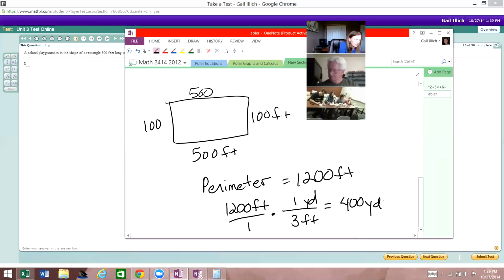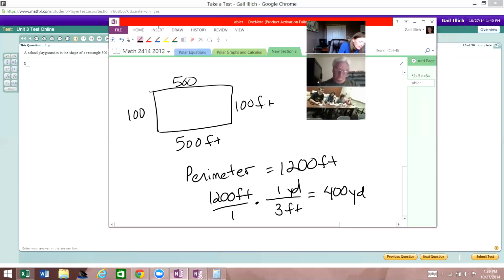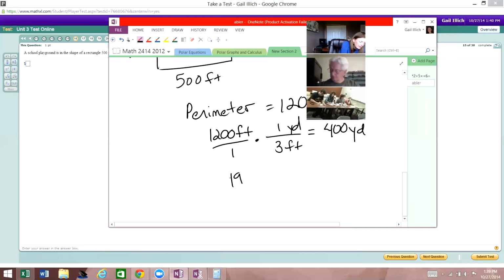And then our price per yard was $19. So we're going to do 19 times the 400, which will just end up being the value there.